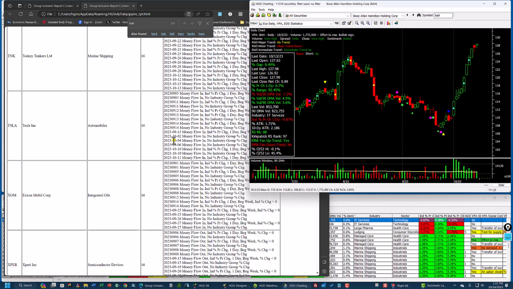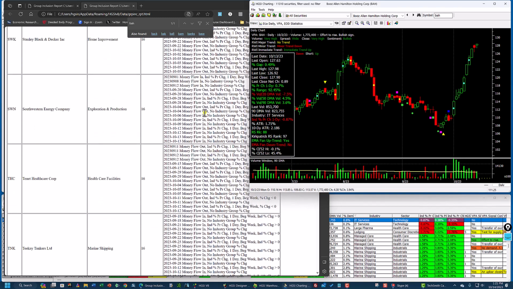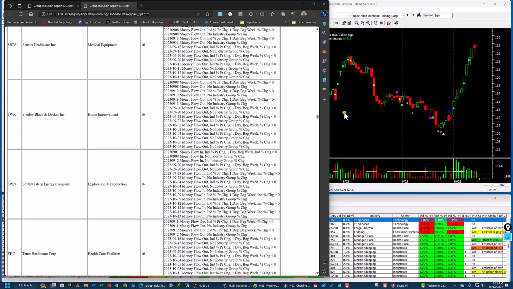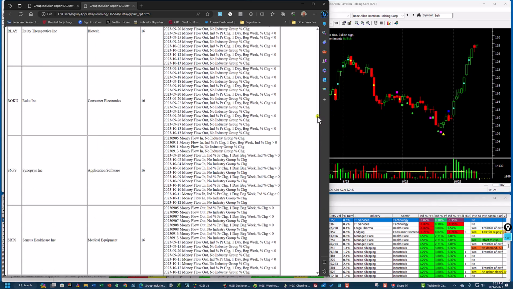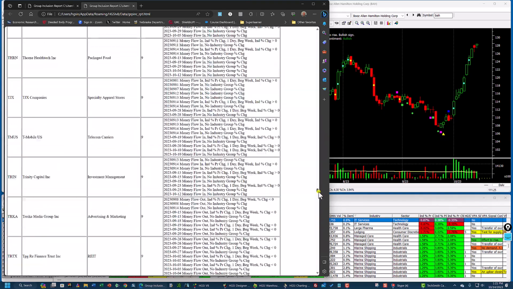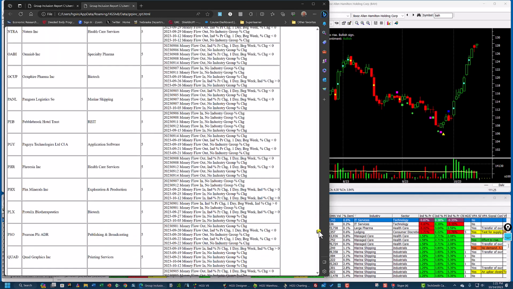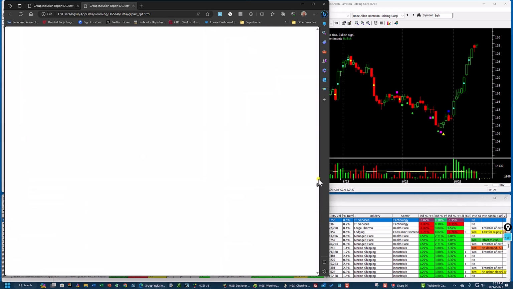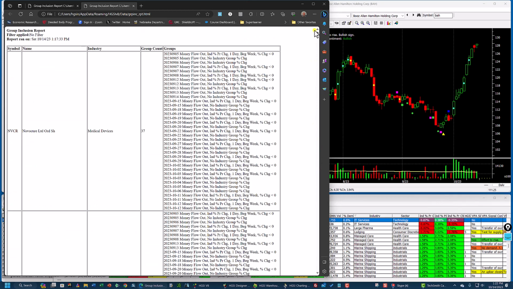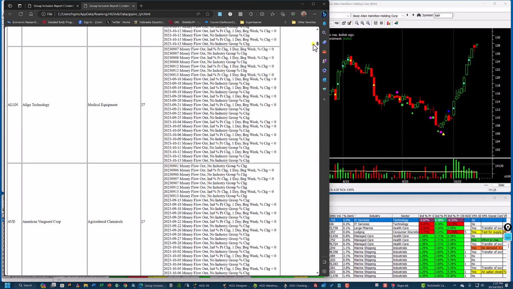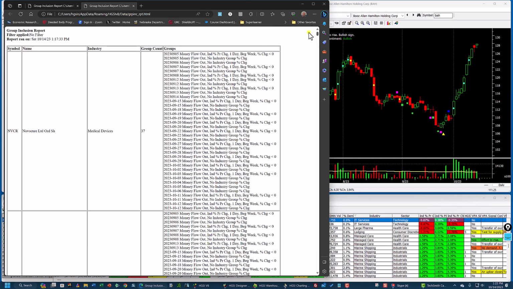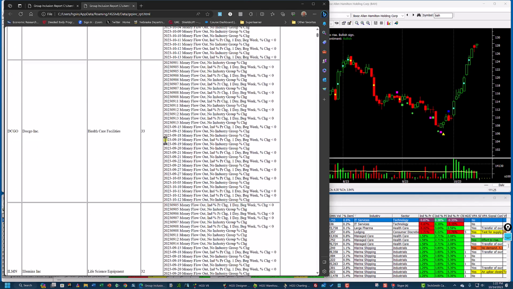I'm going to go back up near the top, but even as I scroll down this, I'm way down here. You can see that these stocks appear on multiple days. And then the ones that are at the top, the ones that are really trending, have the largest number in the group count.